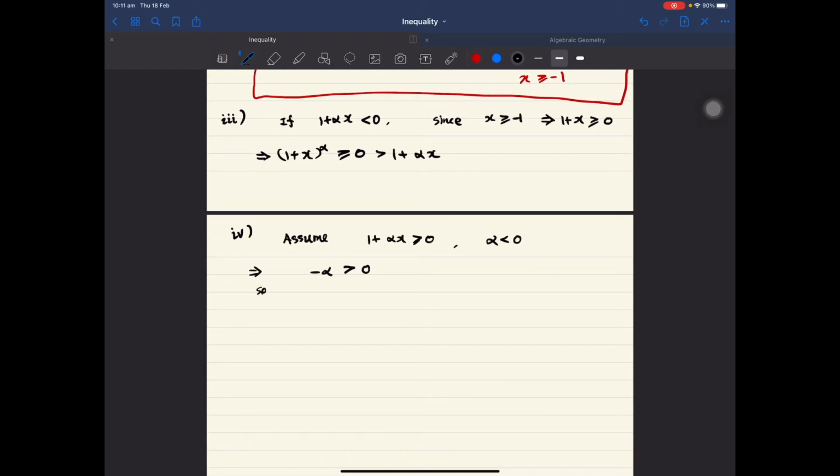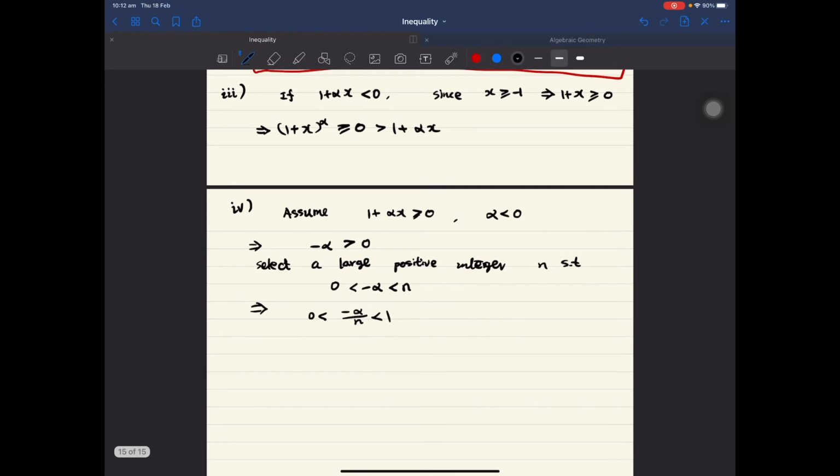Next, we select a large positive integer m such that minus alpha is less than m. Therefore, we got that minus alpha over m is between 1 and 0. And that is taking us back into the first case where alpha is between 0 and 1.